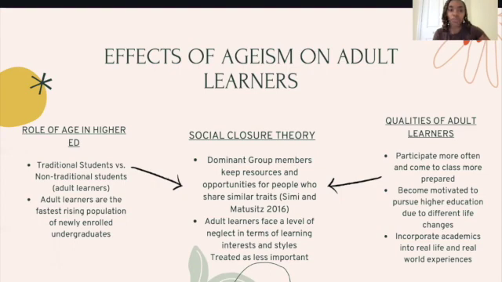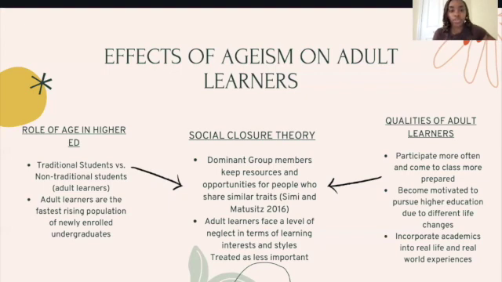Adult learners have many unique qualities that separate them from younger students. Many of them become motivated to pursue higher education due to different life changes. As a result, they may take their education more seriously than the average college student. For example, adult learners participate more often in class and come to class more prepared than younger students. They also enjoy incorporating real work experiences into their academics.